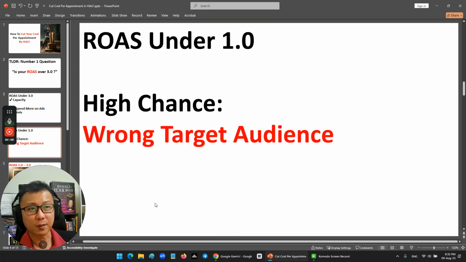If your return on ad spend is under 1.0, there's a very high chance what I'm covering in this video doesn't apply to you. Because if your return on ad spend is under 1.0, there's a very high chance you are selling to the wrong target audience. So no amount of optimization is going to turn a return on ad spend under 1 to over 3. At least it's very unlikely to happen.